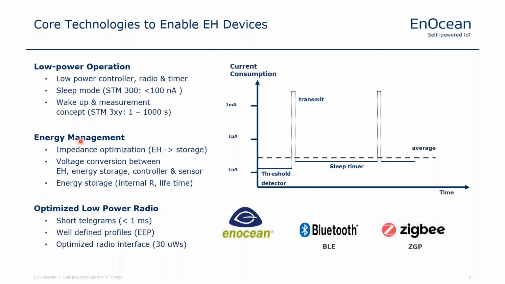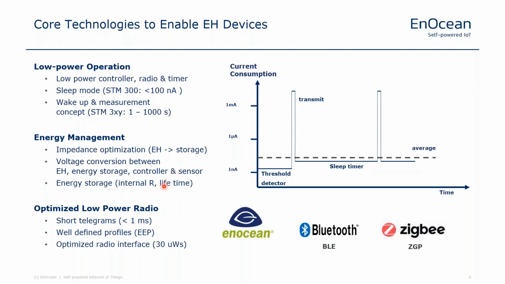Energy management is very important. It starts with impedance optimization. So the impedance between the energy harvester and the energy storage has to be optimized. Also, like maximum power point tracking for solar cells and other cases. Then voltage conversion is required. So all these elements of the device, like the energy harvester, the storage, the controller, and the sensor, might run at different levels, and you have to convert this by DC-DC converters, by optimized DC-DC converters.